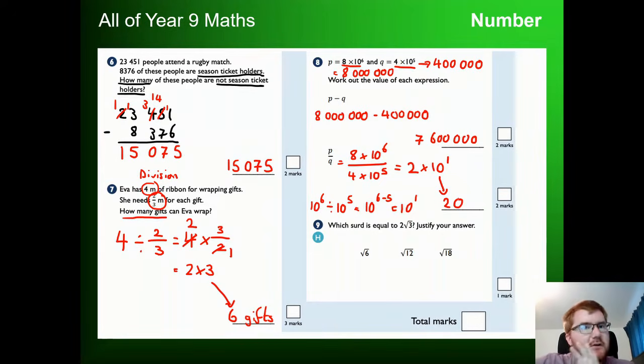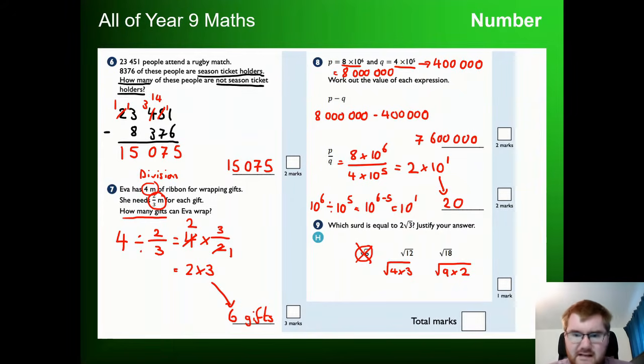And on to the harder question here, which is my favourite, surds. You've got to love surds. Which one is equal to 2 root 3? And justify your answer. Okay, so you want to try and split these up using square numbers. Notice no square numbers go into this one, so it can't be that. Root 12 is equal to the same as root 4 times 3. Root 18 is the same as 9 times 2. So they both split up quite nicely.